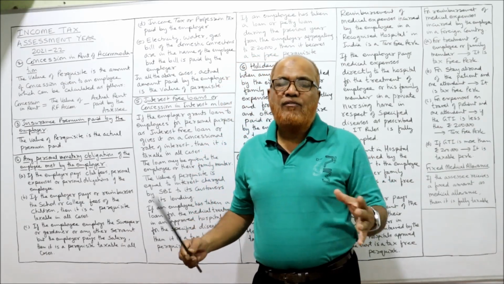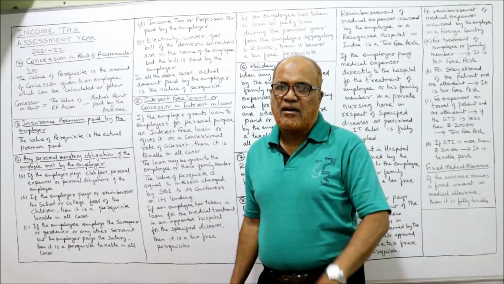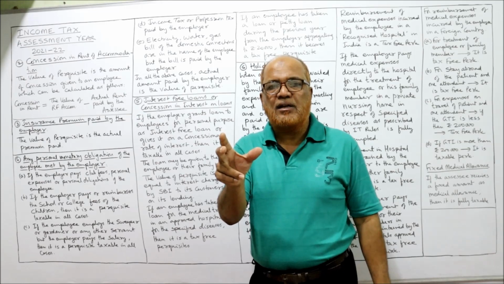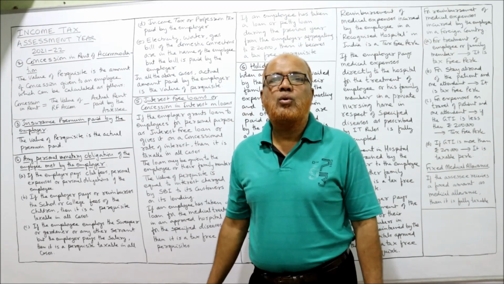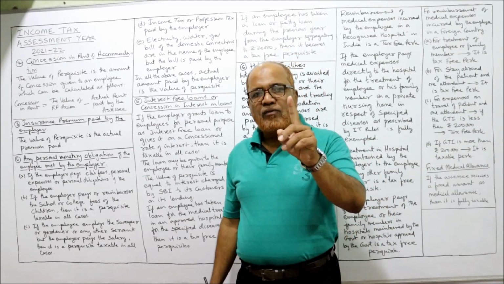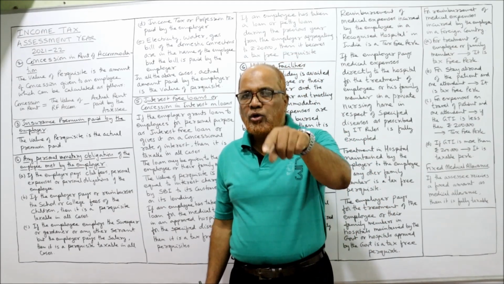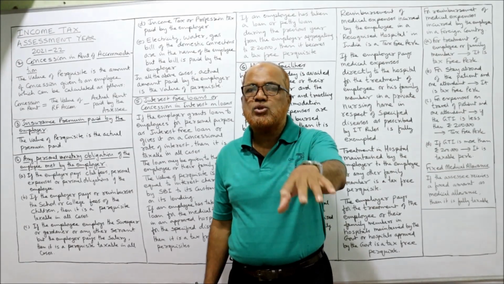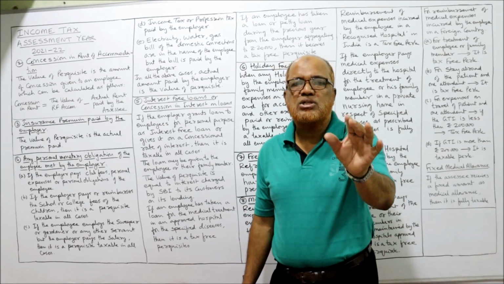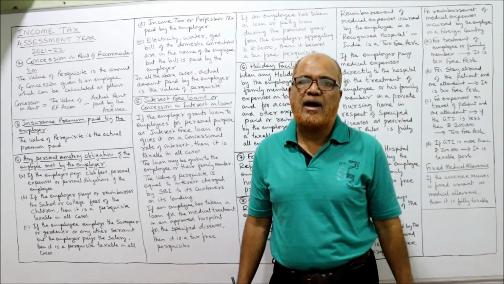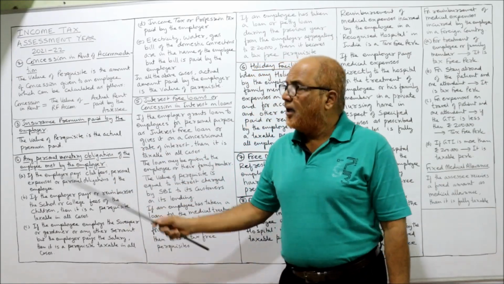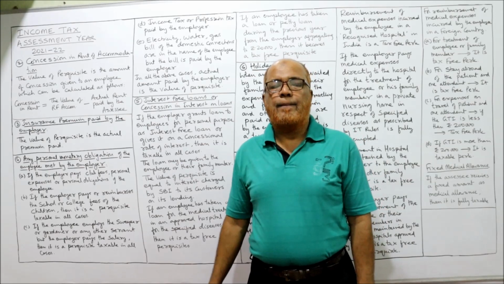Example, the value of rent-free accommodation comes to 1 lakh. But during the whole previous year, the assessee has paid 20,000 rent to the employer. So the value of rent-free accommodation is 1 lakh, and the amount paid by the employee as rent is 20,000. So 1 lakh minus 20,000, that is 80,000, is the concession in rent that is taxable in the hands of the employee. First one completed.